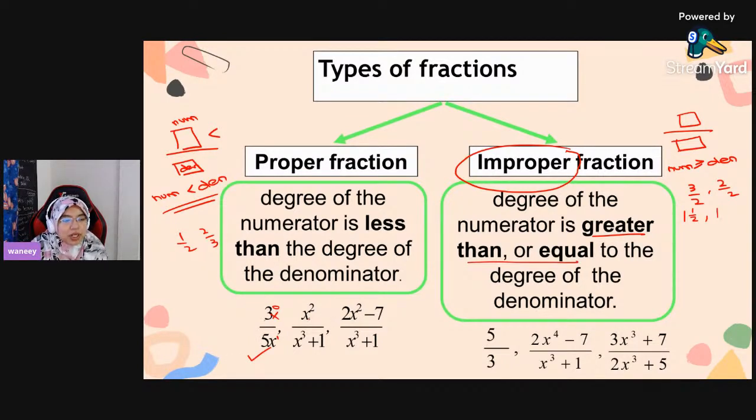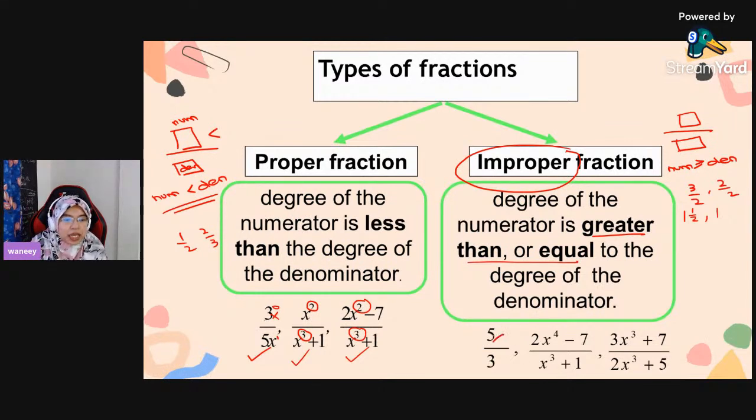Okay, look at the second one. We have x squared at the top and x cubed at the bottom. So this is 2, this is 3. So the top is lower than the bottom. So this is definitely a proper fraction. This is the same thing: x squared over x cubed, so the degree for the top is lower than the denominator. So this is also a proper fraction.